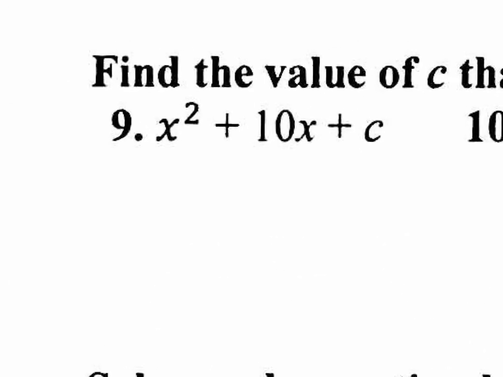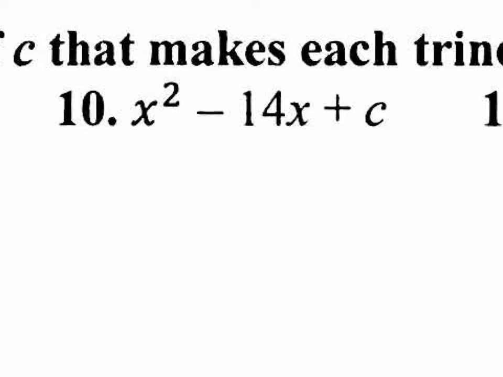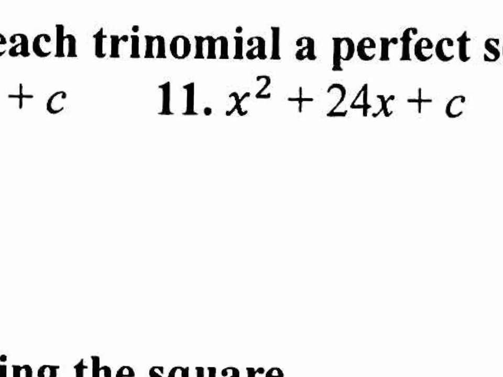This is what we did on our class opener at the beginning of this video. What's the perfect c value right there? 25. Why? Because you simply take half of 10 and square it. Half of 10 is 5. 5 times 5 is 25. How about on this one? What's the perfect c value? 49. Yeah? Easy peasy. What's the perfect c value right there? 144. So that's the only real part of completing the square.